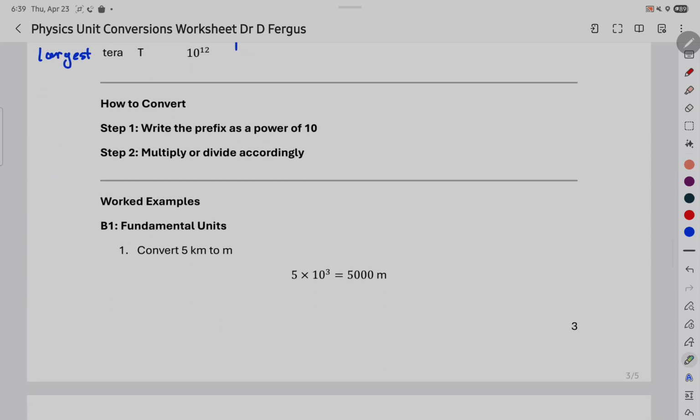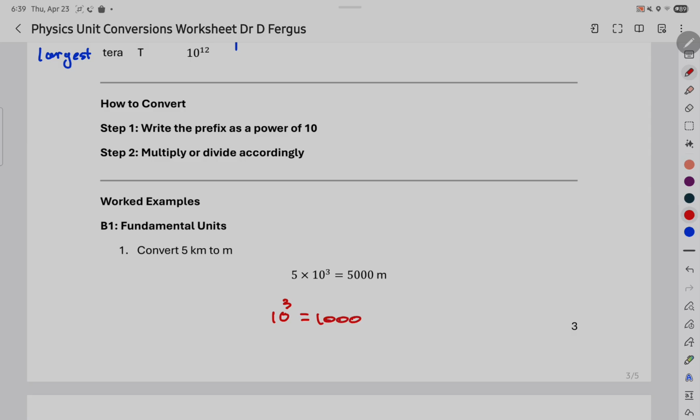Okay? So if you just put this in your calculator, you have 5 by 10 to the 3. That would give you 5,000 meters. 10 to the 3 is basically 1,000.